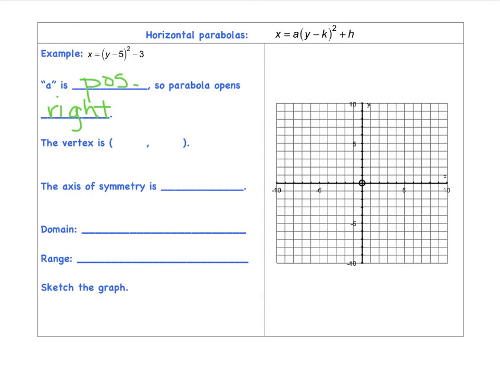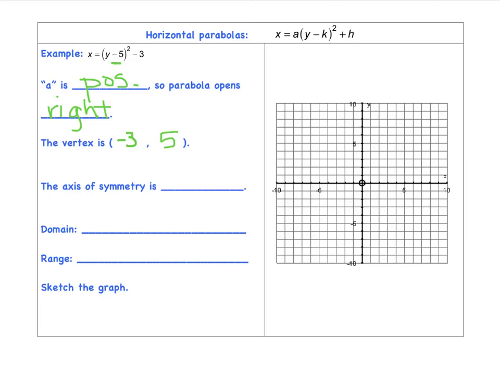Now let's talk about the vertex. Now remember, the vertex is the h and k value. However, because this is the inverse, do you notice what's inside the parentheses? It's not x minus an h value. This is y minus the k value. So in order to put our h value first in our vertex, we have to look right here. That's your h value now. So our h value will be -3. And our k value would be +5.